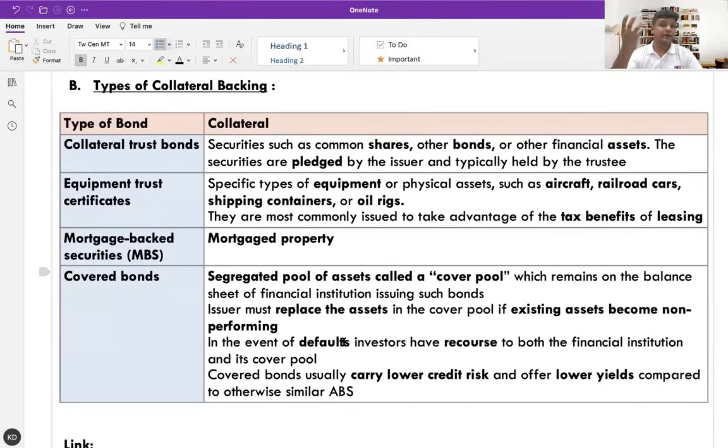Now, when it comes to security, I said collateral. So what are the types of collateral backing, or what are the types of securities that are being provided by the issuer? The first type of bond is a collateral trust bond. Collateral trust bond means the security provided here by the issuer is another security, which can be a share or a bond or any other financial asset.